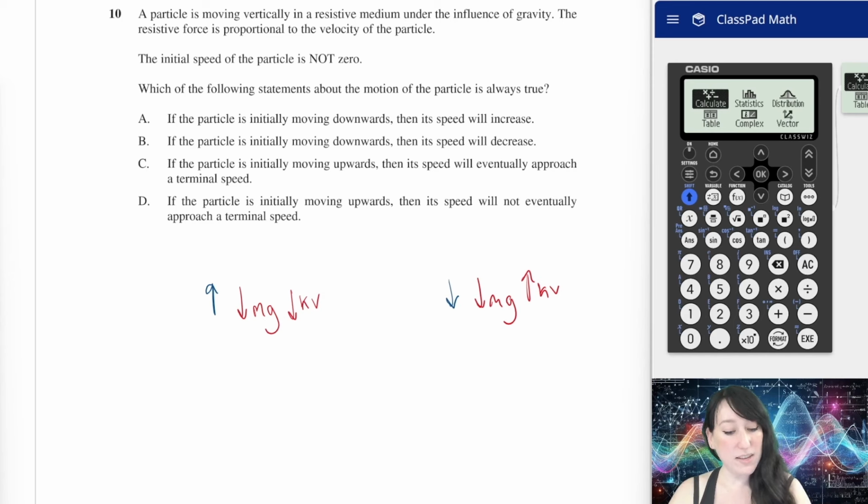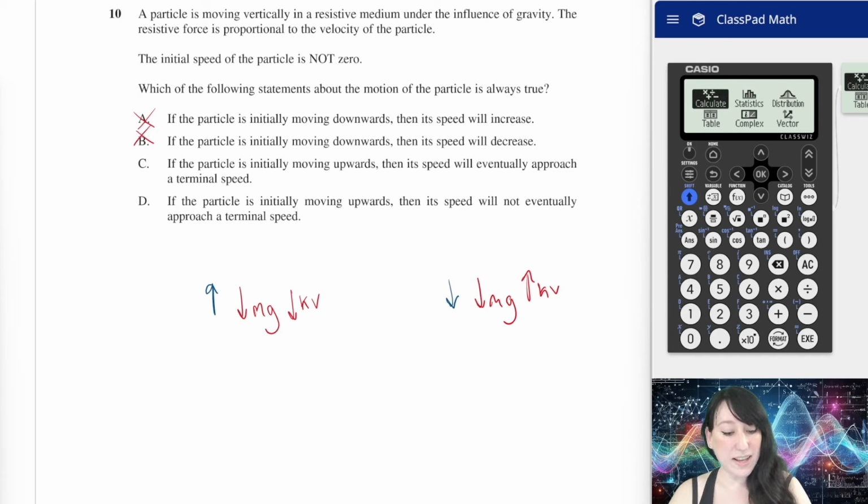So option A says if the particle is initially moving downwards, then its speed will increase. Now, that would happen if mg is greater than kv given the initial velocity. So it could be true, but may not always be true. And for option B, if the particle is initially moving downwards, then its speed will decrease. So that would happen if kv was greater than mg, but again, that depends on initial velocity and may not always be true.